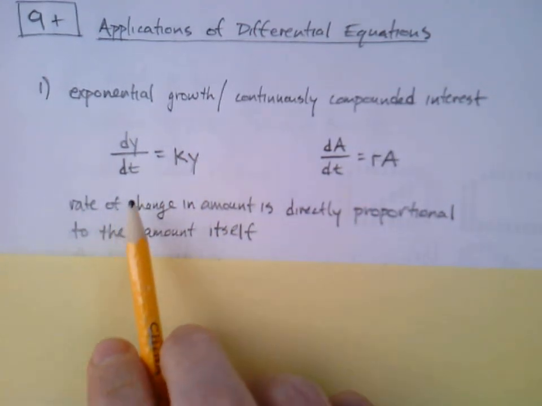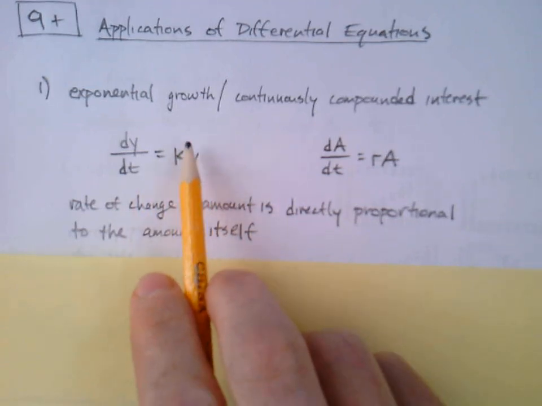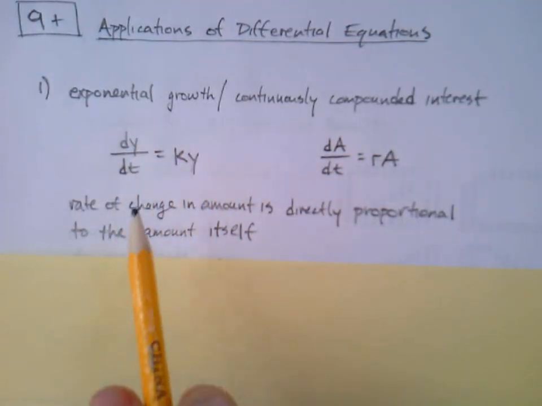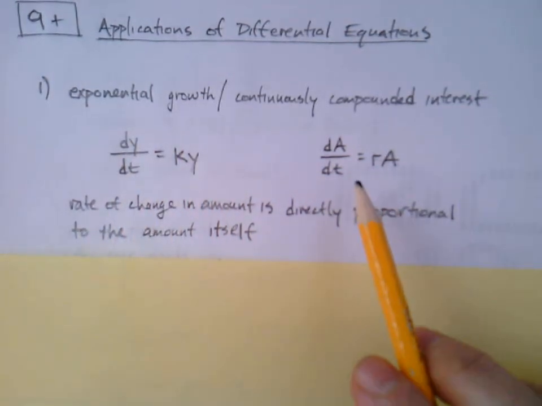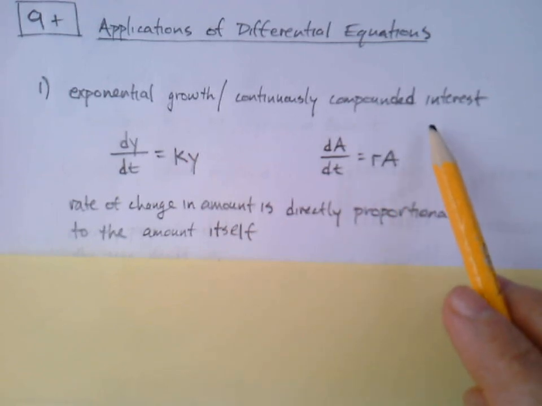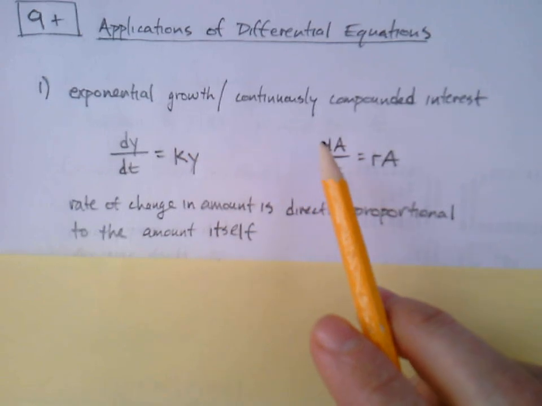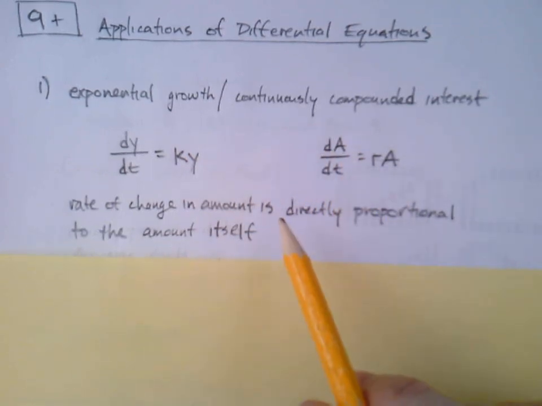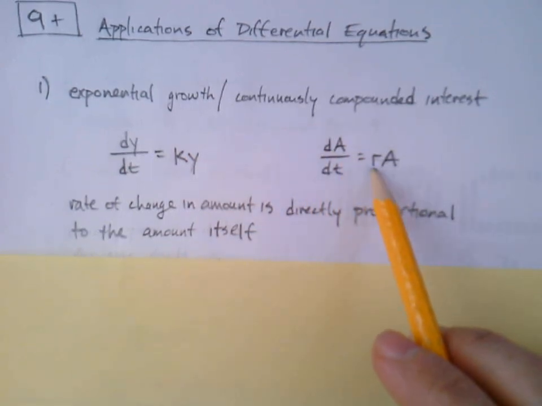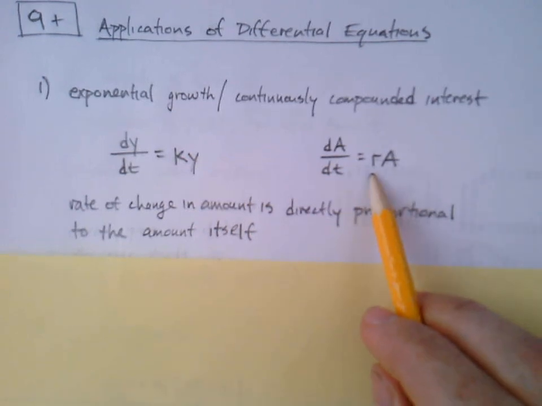So what's up with that? Well, the y and the t and the k are like the general variables that you go with, but if you're talking about it specifically as an amount of money with interest, then we like A for amount and r for an interest rate.